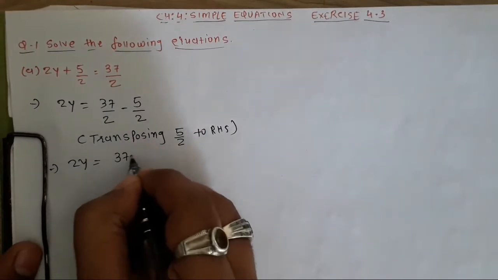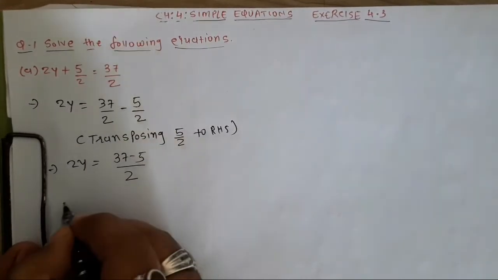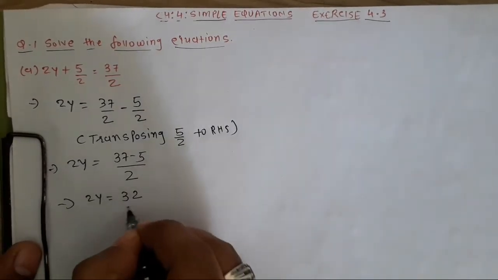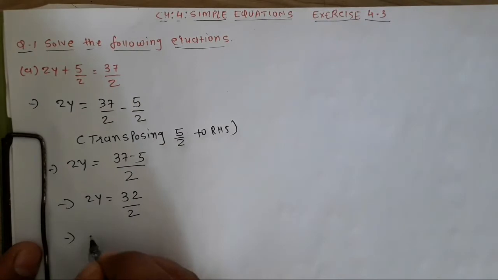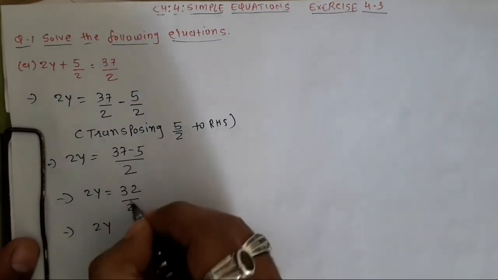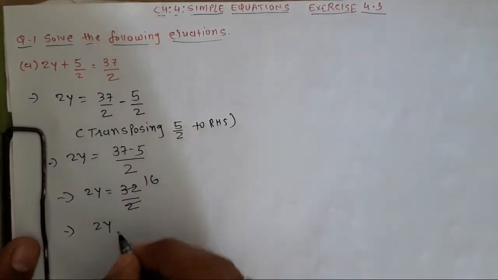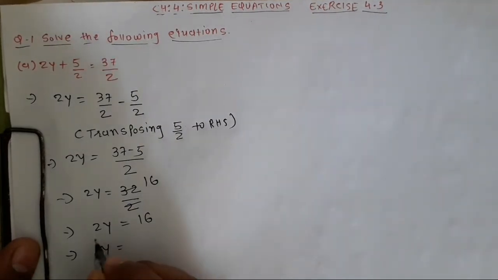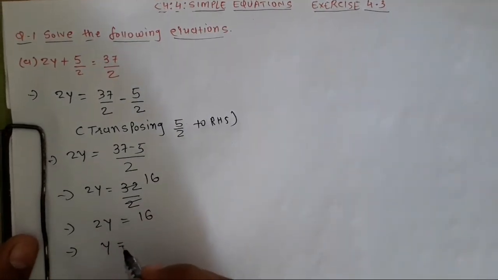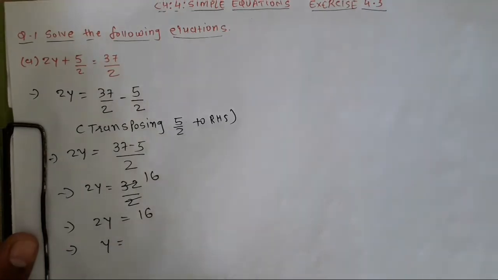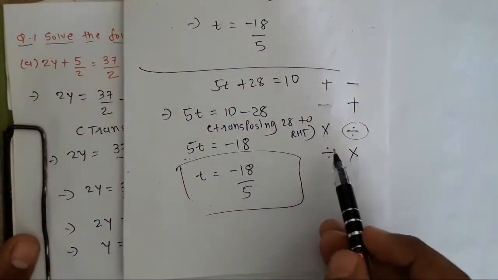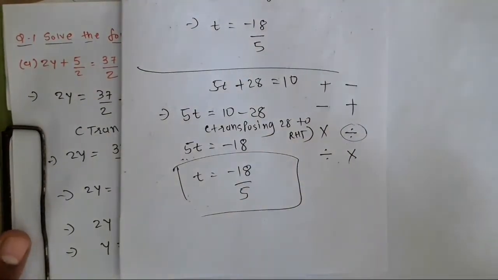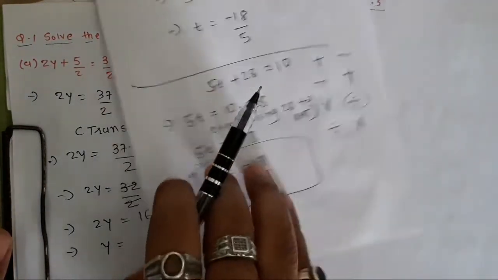So 37 minus 5 divided by 2. Now 2y is equal to 37 minus 5, we all know 32, divided by 2. Now 32 divided by 2, we all know 16. So 2y is equal to 16. Now as we discussed, this is the value of 2y. Now I have to find the value of y. So for that, as we discussed, if any number is in multiplication in the LHS, and I take that number to the RHS, then it will become division.